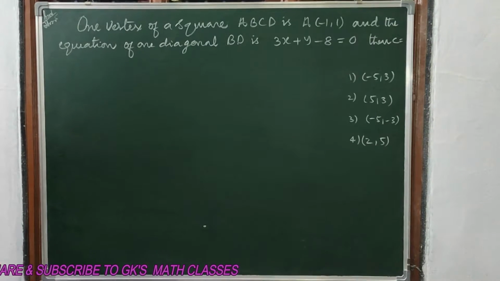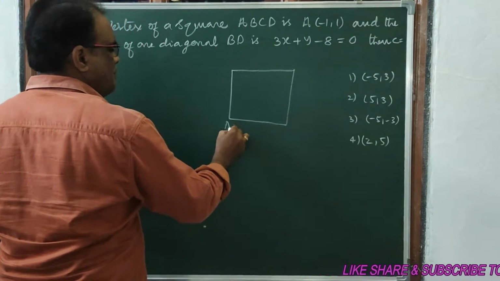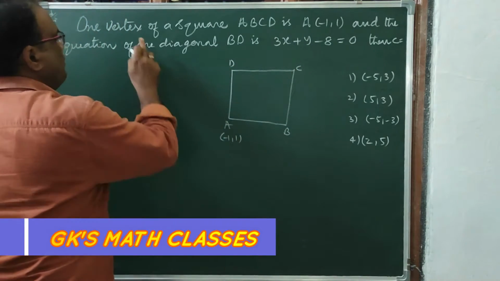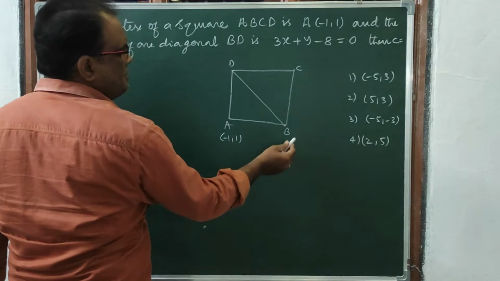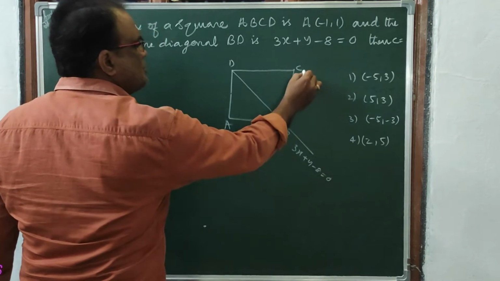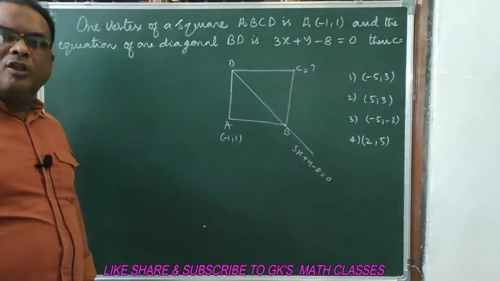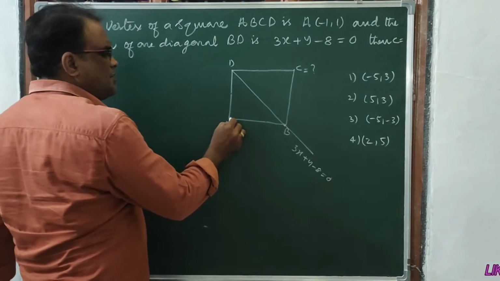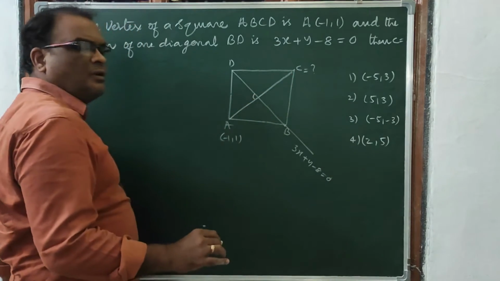One vertex of a square ABCD is A, minus 1, 1, and the equation of diagonal BD is 3x plus y minus 8 is equal to 0. Then find the vertex C. In a parallelogram, rectangle, square and rhombus, diagonals bisect each other, and also in a rhombus and square, diagonals are perpendicular to each other.